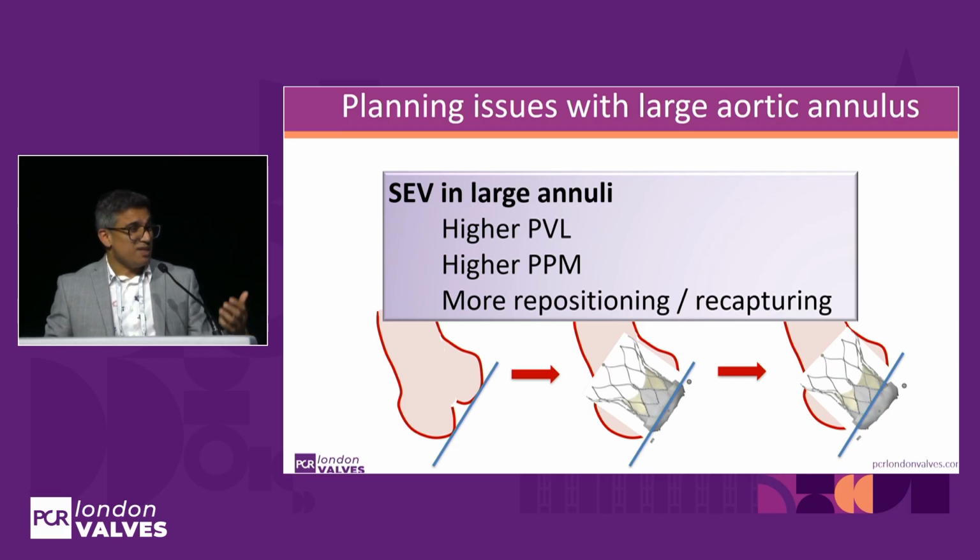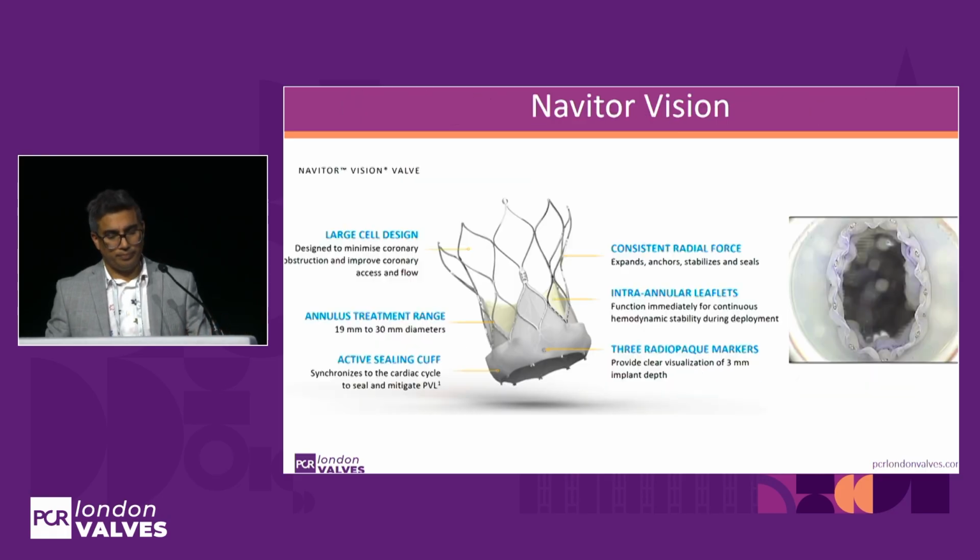This probably explains some of the things we see with the larger annular valves. We do see higher rates of paravalvular leak, higher rates of pacemaker implantation, and certainly a tendency to recapture and reposition a bit more.